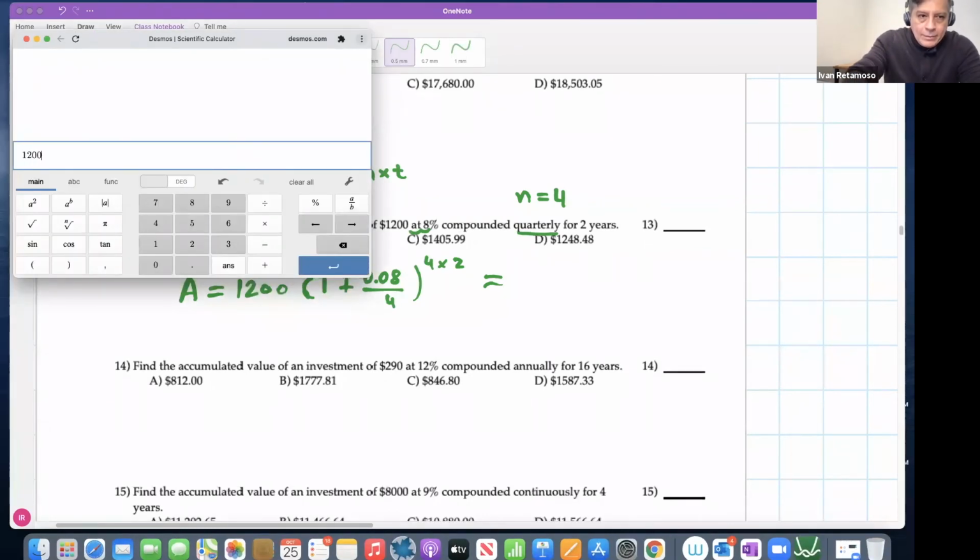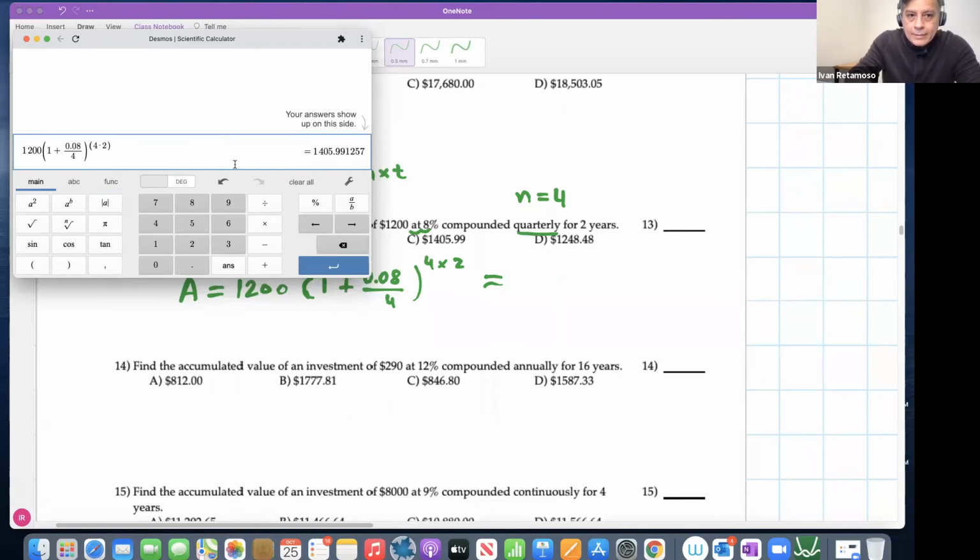Great, 1,200 times 1 plus 0.08 over 4, close parenthesis there, raised to, and I'm going to write within parentheses, 4 times 2. Professor, 4 times 2 is 8. I know, guys, but in case it's needed, this is the way you have to type it out.